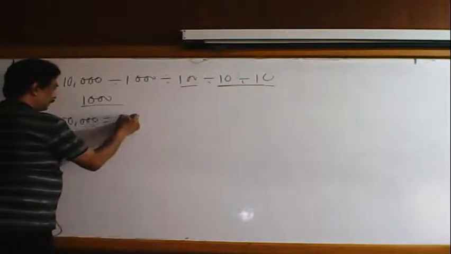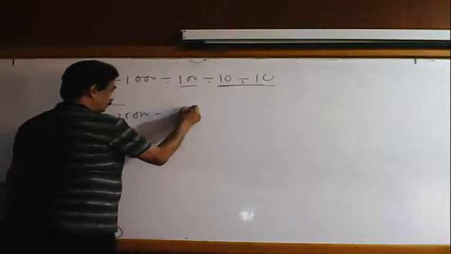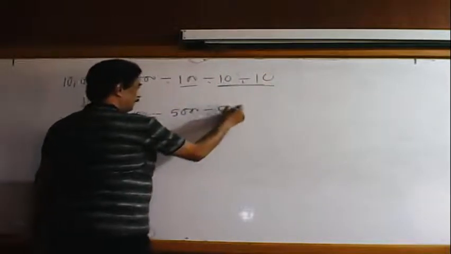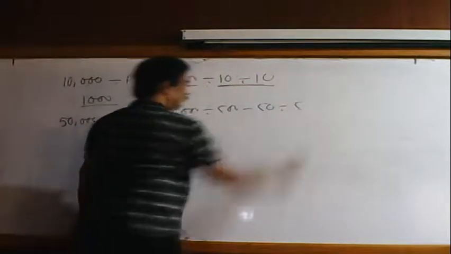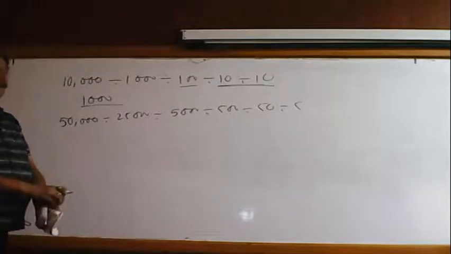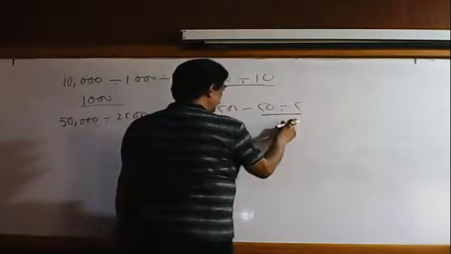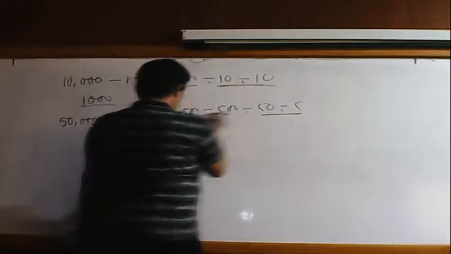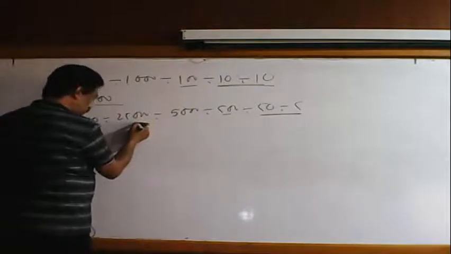50,000 divided by 25,000, divided by 5,000, divided by 500, divided by 50, divided by 5. But to do one problem, you need maximum 30 seconds. Start from the right side. 50 by 5 is 10. Divided by 10, 50. Divided by 50, 100. Divided by 100, 250.